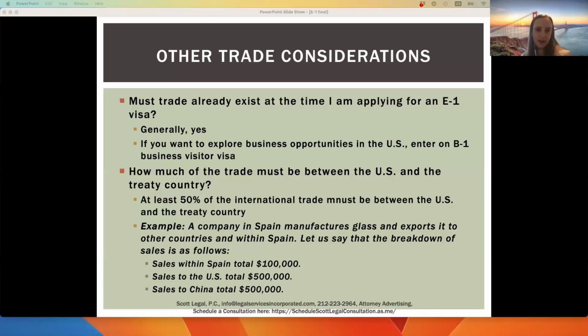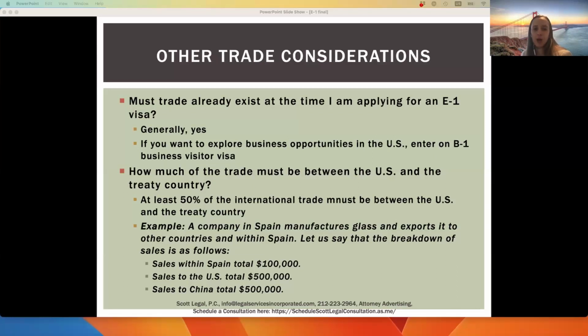In that case, I would still say that the case may be on the riskier side, and it may be better to wait a little bit. But there is one exception in the regulation: when the E-1 trader has signed binding agreements, the trade may be on the lower side, and it may be possible that the E-1 would be approved in this case.